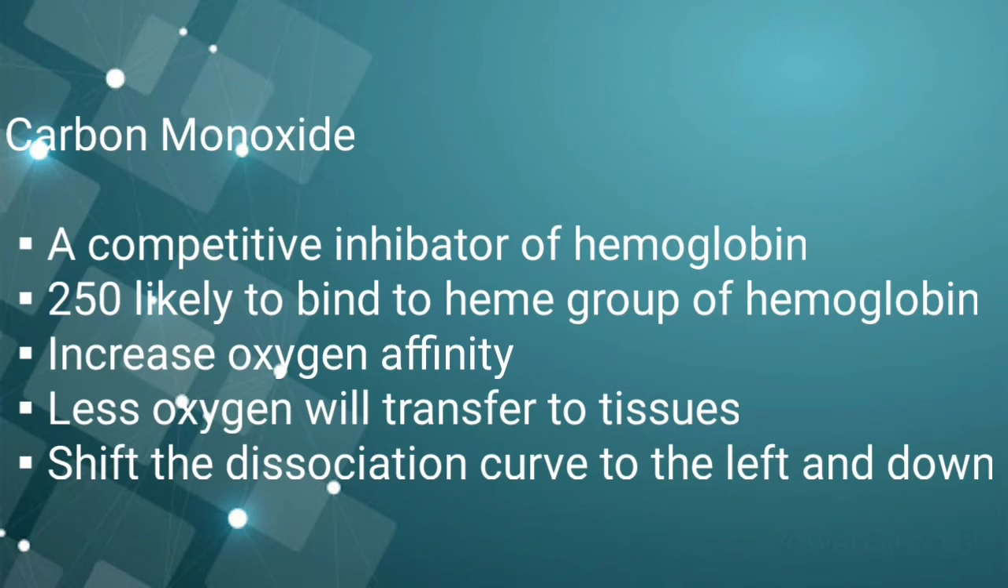The last factor is carbon monoxide. Carbon monoxide is a competitive inhibitor of hemoglobin and it is also 250 times more likely to bind to the heme group of hemoglobin. By binding to hemoglobin, carbon monoxide causes an increase in the affinity for oxygen. Therefore, less oxygen will be delivered to the tissue. Carbon monoxide shifts the curve to the left, and it also lowers the curve.